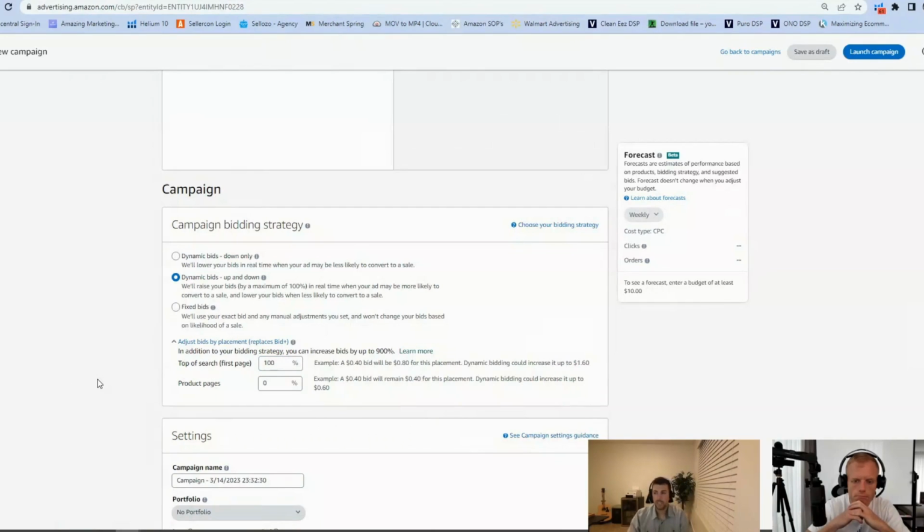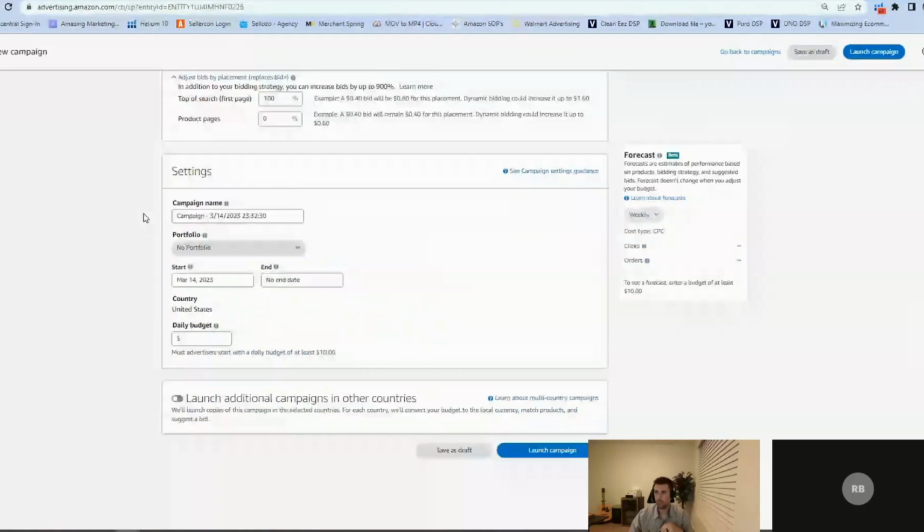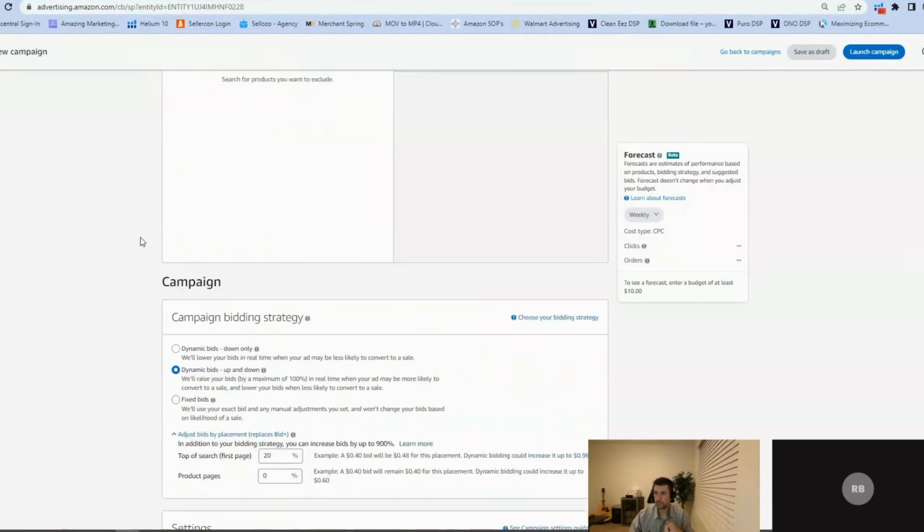See how that works? So in essence, you want to be very careful when you have dynamic bids up and down. You really want to be careful with what you're doing for top of search or these multipliers, because it can add up really, really fast. And if you have a low budget that you're willing to spend, 3 or 4 clicks and it's already gone. So if we do dynamic bids up and down, I usually start anywhere between 20 to 35%. We'll just say 20% for top of search.